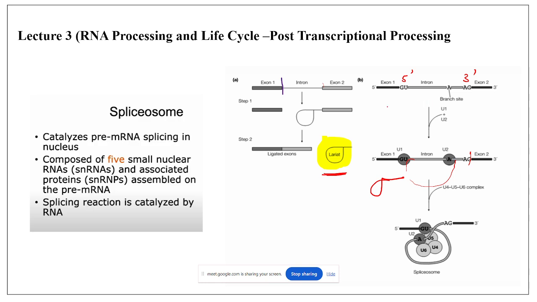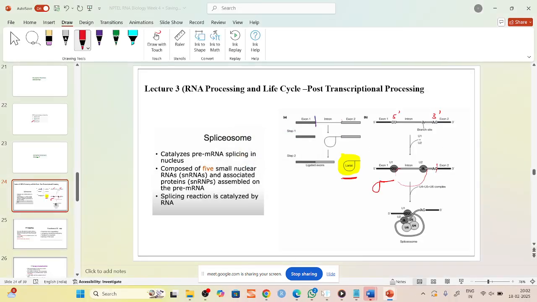So this is important. This is how splicing takes place. The intron is removed in the form of a lariat structure. It means first there is a cut at the 5' site, and then it folds on itself and binds to the branch point, and then there is a cut here and this is removed. Then the two exons are joined together. This is how splicing takes place.